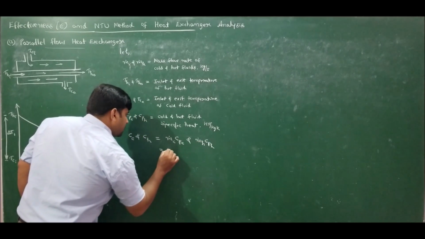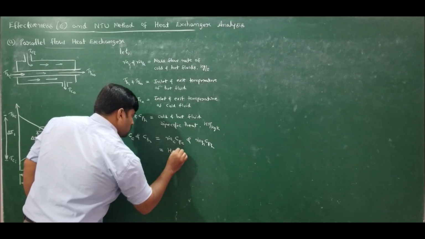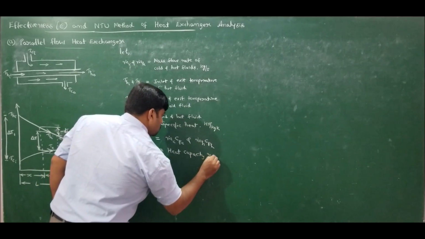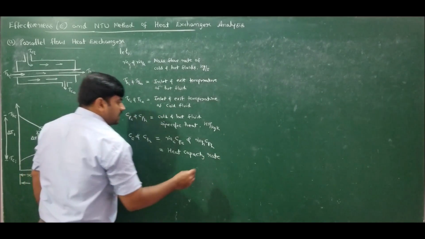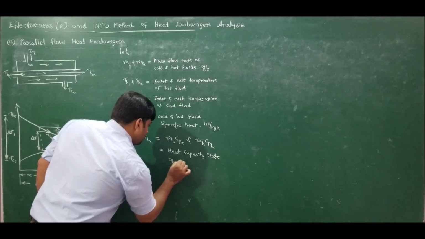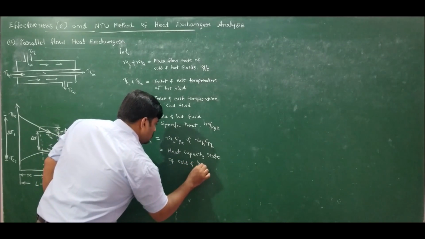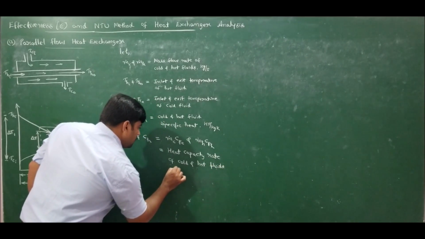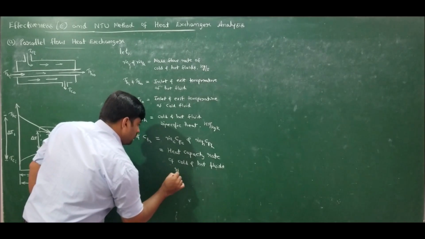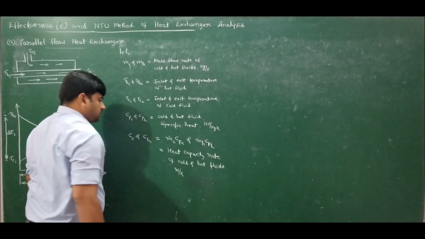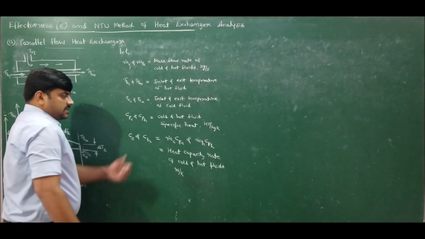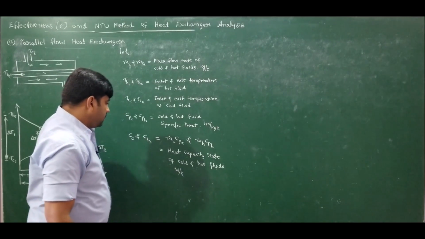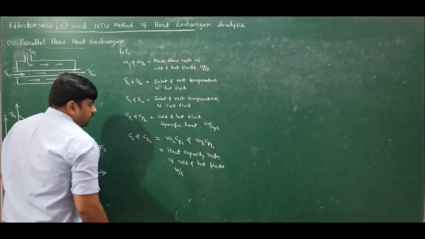This is called as what? Heat capacity rates. Heat capacity rate of cold and hot fluids respectively. Unit will be, just now we have calculated, watt per Kelvin. So just now when I demonstrated NTU is dimensionless, we have found out heat capacity rate will be watt per Kelvin or kilowatt per Kelvin.